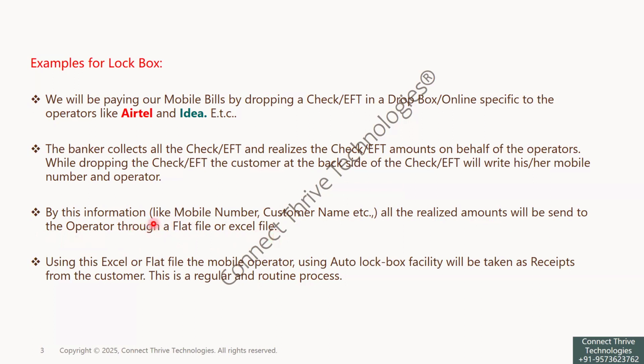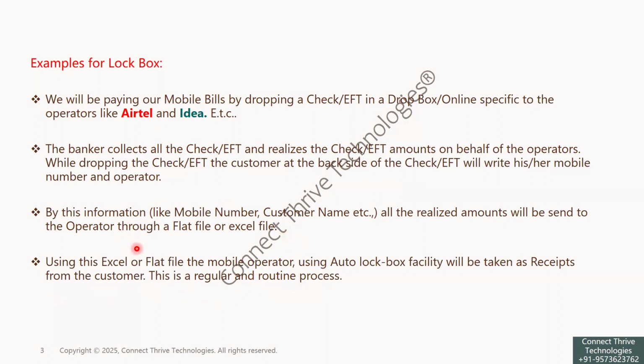Okay. So what the banker will do, the moment he receives the amount and everything, so the amount is received, right? Based on that, he has to create the receipts in his ERP application. So in this case, by sending this particular flat file or Excel file, automatically they will create receipts. So using this Excel or flat file, the mobile operator using the Autolockbox facility will take receipts from the customers. This is a regular and routine process.